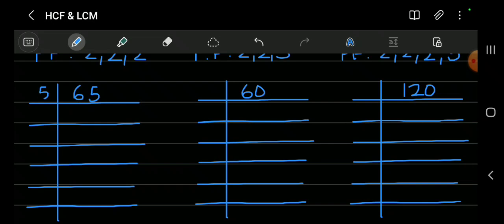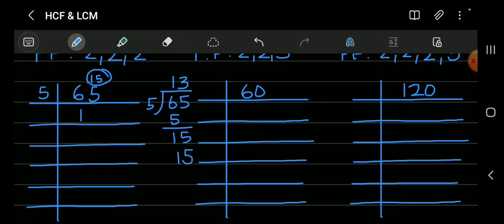So as to check how to find prime factors by repeated division. If you divide 65 by 5, 5 1s are 5, then you are left with 1, and then you take 5. So 5 1s are 5 and 1 is left, so this digit with this one becomes 15. So 5 3s are 15. So here you are getting 13. So every time the quotient comes here because you are dividing at each step.